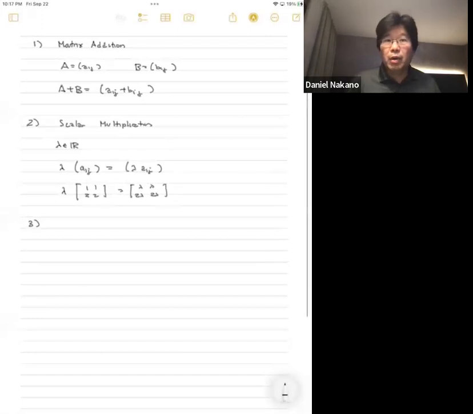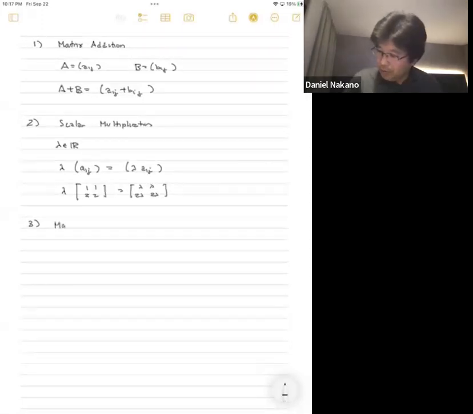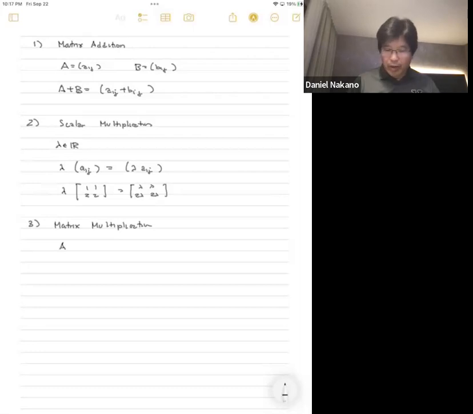And then finally, we use the dot product to talk about matrix multiplication. So if I have two matrices, A is going to be an m by n matrix, and B is going to be an n by r matrix, then I could define the product A times B, and this is going to be an m by r matrix.